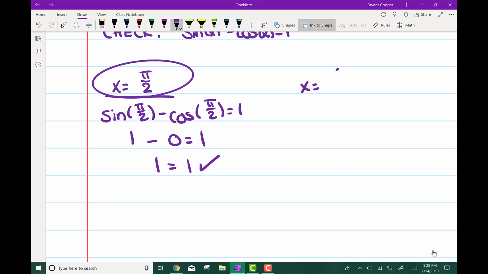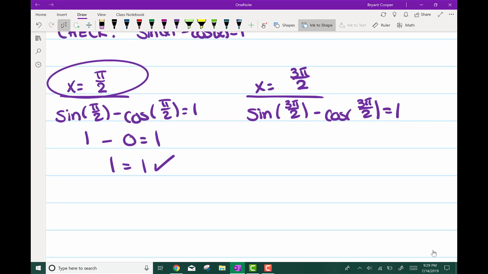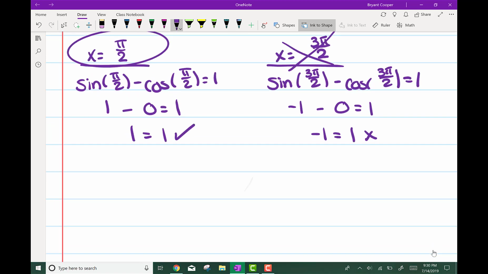Now we need to check 3 pi over 2. So you get sine of 3 pi over 2 minus cosine of 3 pi over 2 is equal to 1. Sine of 3 pi over 2 is negative 1. Cosine of 3 pi over 2 is 0. So negative 1 is equal to 1 is not true. So that's not one of our solutions.